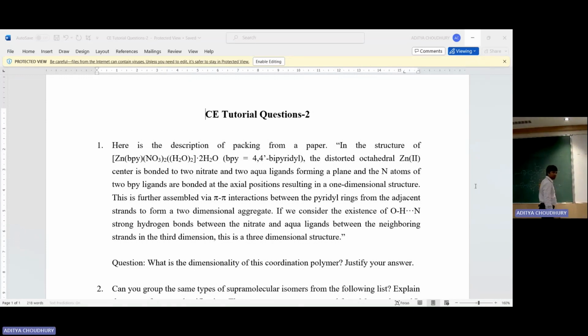The zinc BPY structure I have drawn here: the distorted octahedral zinc center is bonded to two nitrate molecules, forming a plane, and nitrogen atoms of the BPY linker are bonded to axial positions, resulting in a one-dimensional structure. So you can see here the zinc, which is bonded to the two pyridine linkers, as well as the two nitrate linkers and two aqua molecules. That's forming a distorted octahedral structure over the zinc, and it's forming a one-dimensional structure first.